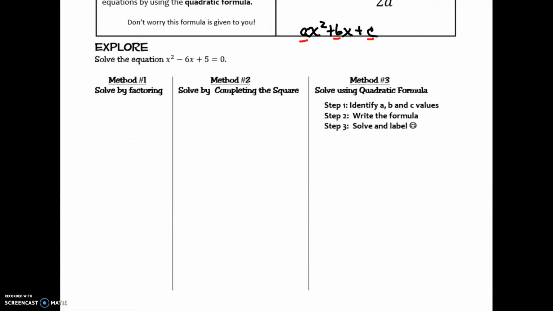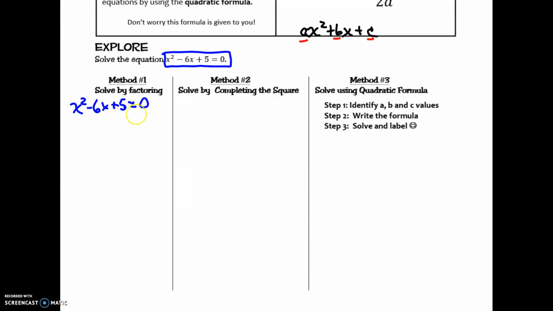We're now going to go through one of our polynomials, and we're going to do it the three ways that we know how to factor and solve these. So the first way would be by factoring. So I have x squared minus 6x plus 5, and that is equal to 0.